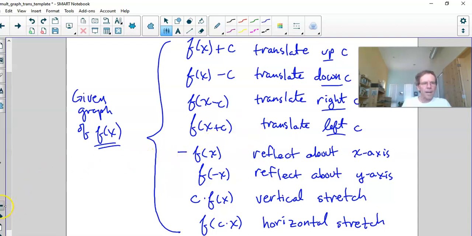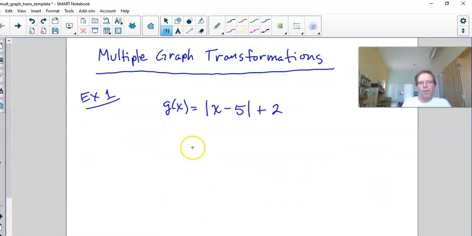Let's go back to our example here and think about what's going on. A lot of times you could just look at these and see what's going on. This plus 2, that's adding to the whole function. So we assume this is up 2. And this minus 5 is inside a function like absolute value. This is moving the graph to the right by 5.